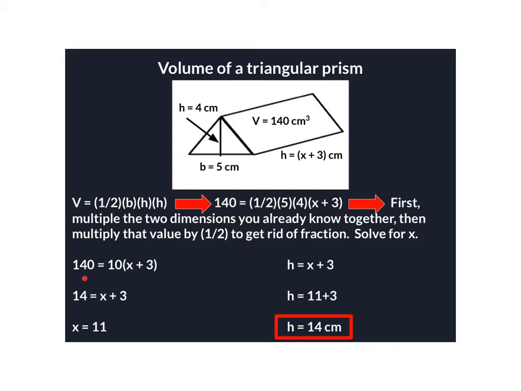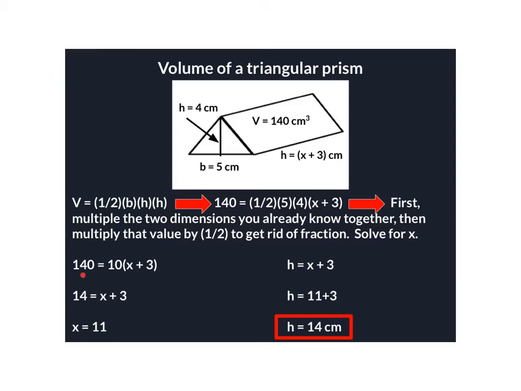The 140 is still the volume, but where did the 10 come from? Let's talk about that. If we look at 1/2 times 5 times 4, we can figure out real quick where the 10 came from. Let's do 5 times 4. 5 times 4 gives me 20. Then if I multiply 20 by 1/2, that gives me 10 because half of 20 is 10. And so that's where that 10 came from. Again, 5 times 4 is 20, and then half of 20 is 10.